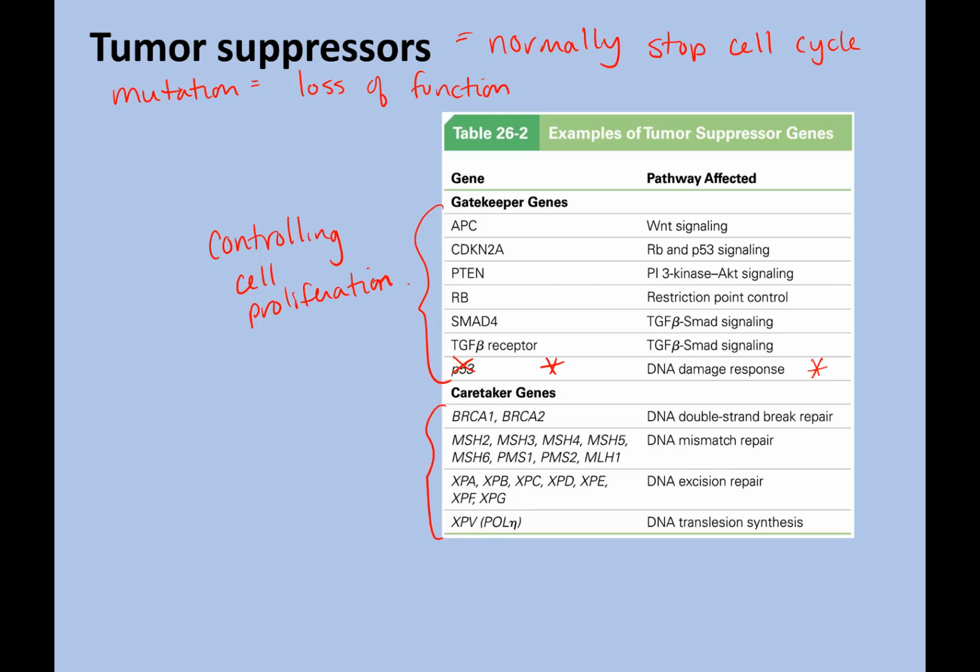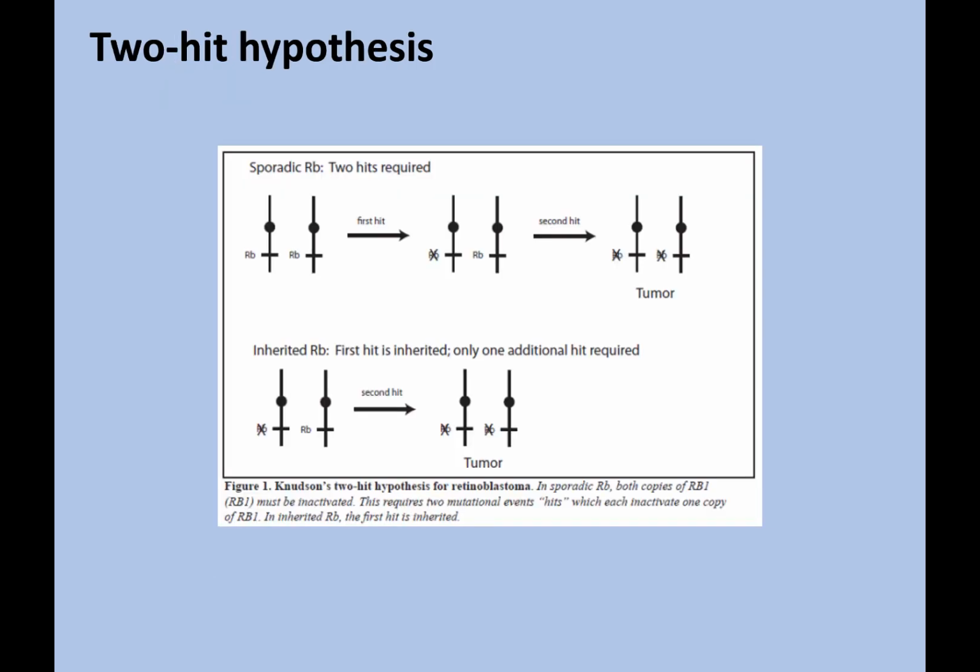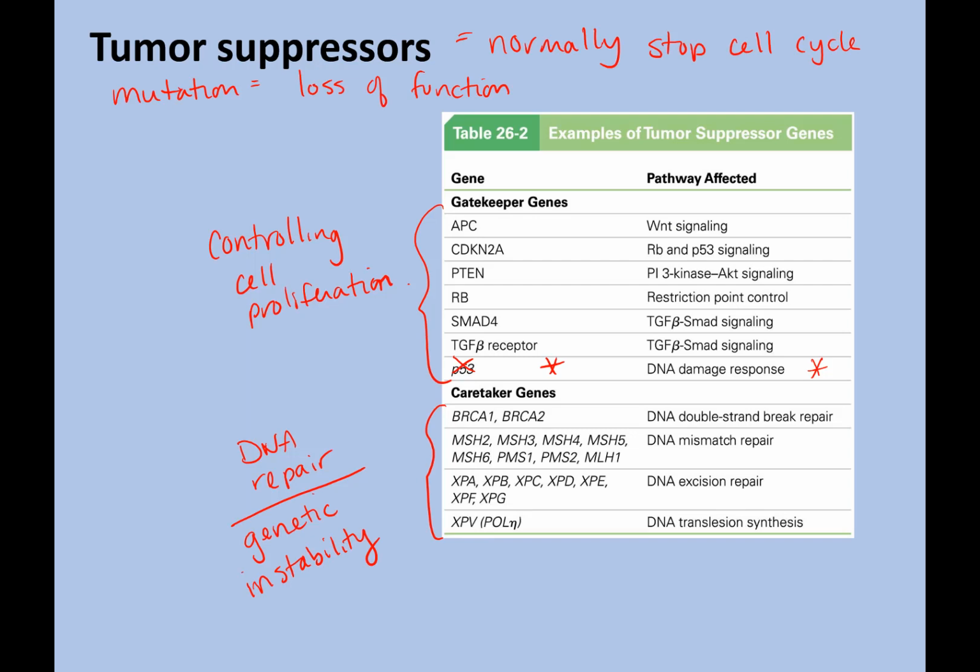The other type of tumor suppressors are ones that are involved in DNA repair. And we didn't talk about the mechanisms of DNA repair. Again, you should get that in genetics. But when these are mutated, you get genetic instability, which means now your genome is even more susceptible to mutations.